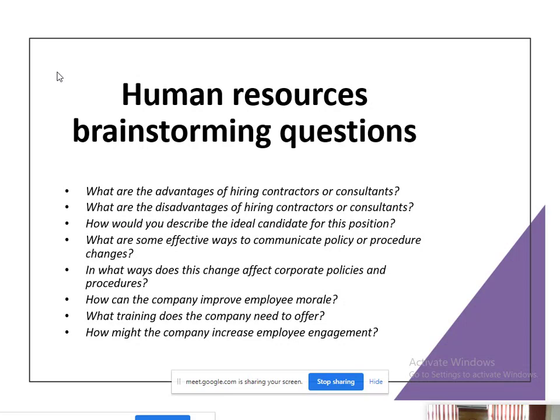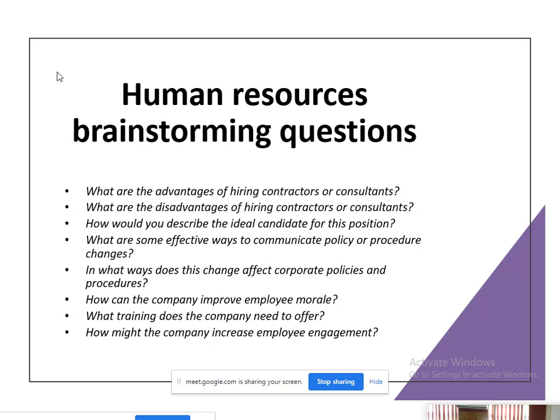So this point is very important: what training does the company need to offer to their employees? They should be very proper in that field, whatever project or product they are doing, they should have proper training in that field, and that is the responsibility of the company to give proper training to all their employees. Last point is, how might the company increase employee engagement?